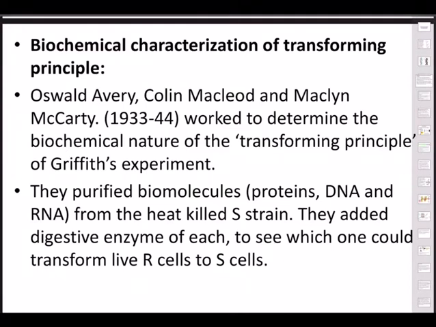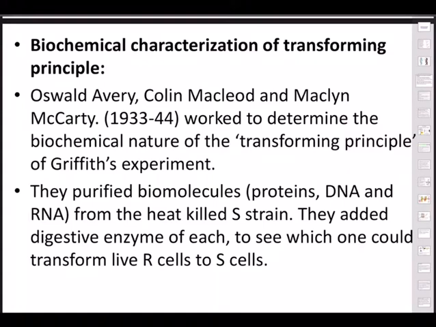Biochemical characterization of transforming principle. What is that transforming principle that has taken place in Griffith's experiment? We were studying that there were two strains of bacteria, smooth strain and rough strain, S strain and R strain, and we understood that the mouse died when there is a transforming principle that has made the R strain get converted. So what is that exactly, this transforming principle? They wanted to know.